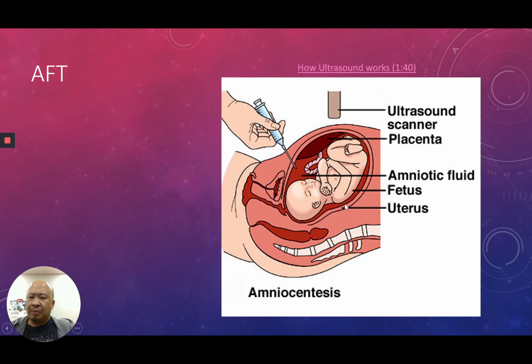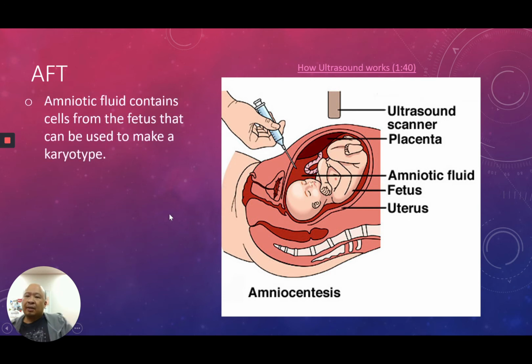So when the baby is growing, when this embryo grows into a fetus, eventually some of its skin cells will slough off into the amniotic fluid. And that's what we're trying to extract. We're trying to extract some of the cells that have been sloughed off and deposited into the amniotic fluid itself. So your amniotic fluid thus contains cells from the fetus, and from that we can use it to make a karyotype.